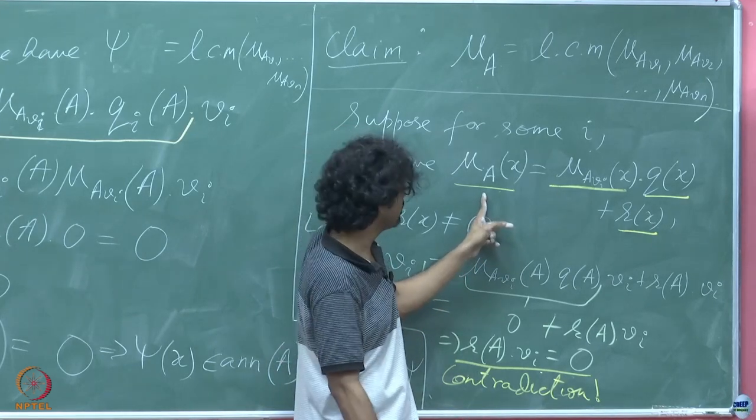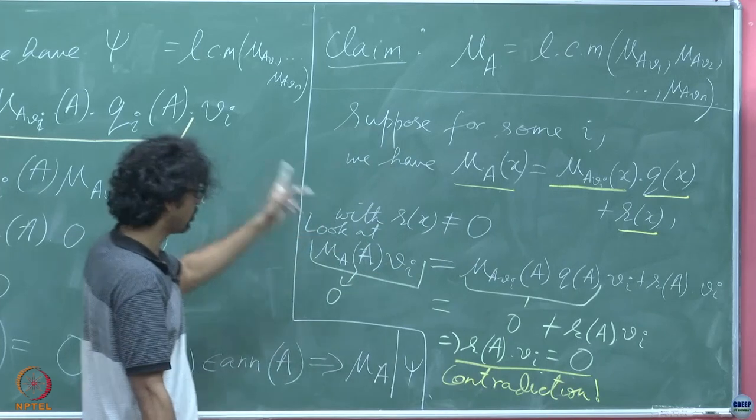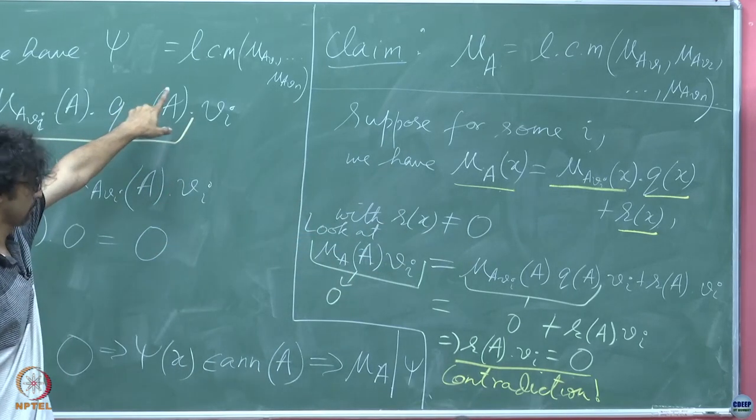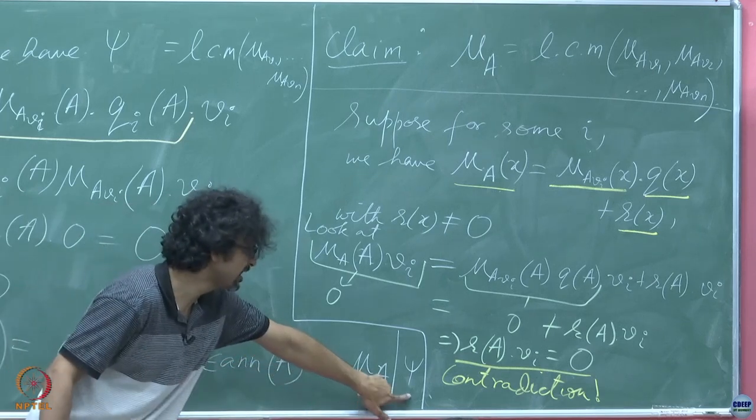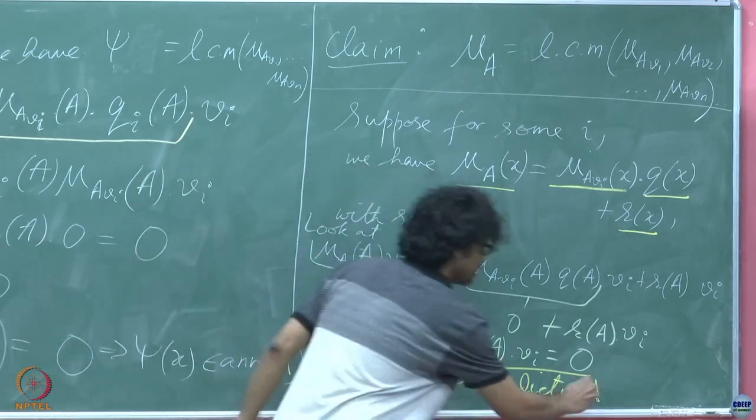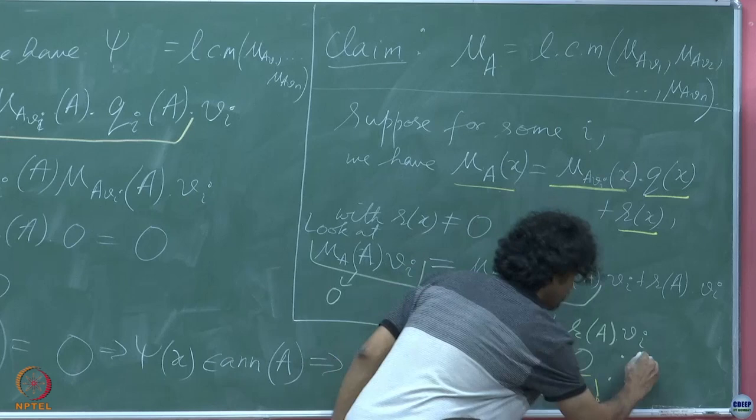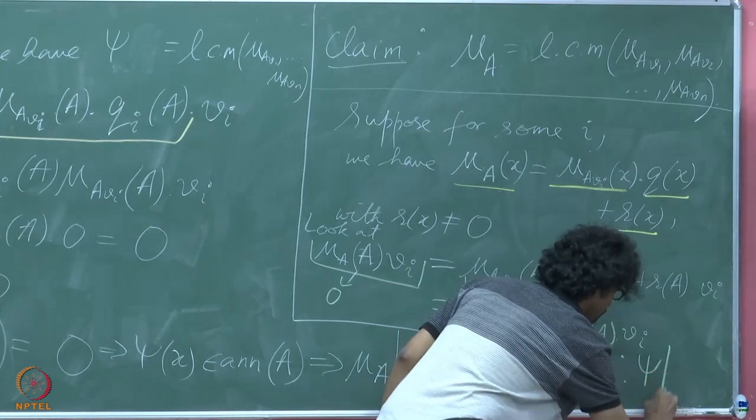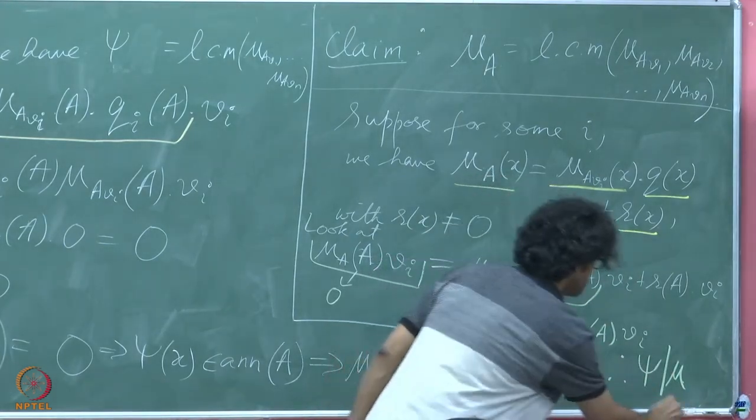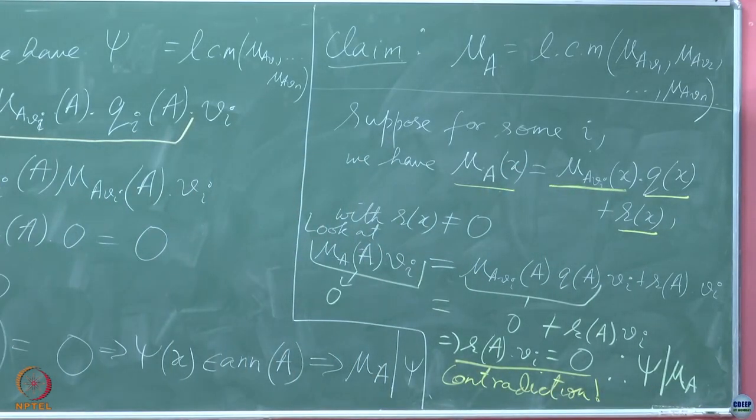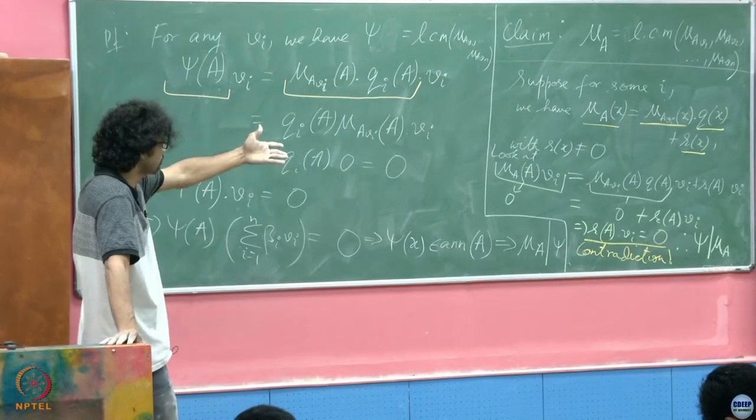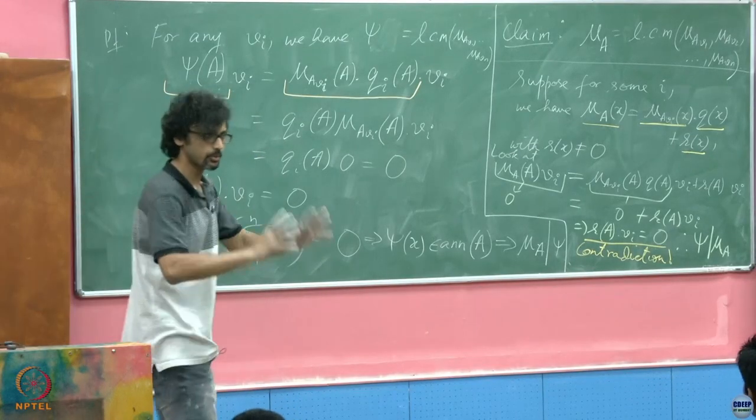If they do divide mu A, then there's no way around the fact that, what did we prove earlier? Yeah, mu A divides psi. So therefore, now psi should also divide mu A. And therefore, indeed, as claimed, mu A can be obtained through the following procedure.